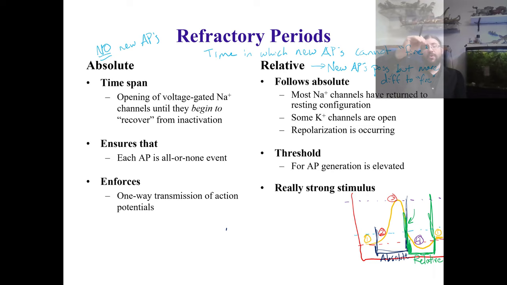So, ta-da! This is another way to filter for very strong stimuli. A very strong stimulus will generate more action potentials per second than is possible if you're just getting a full action potential with a full refractory period and then another full action potential. You can pack them in closer together if you're able to exceed that elevated threshold.